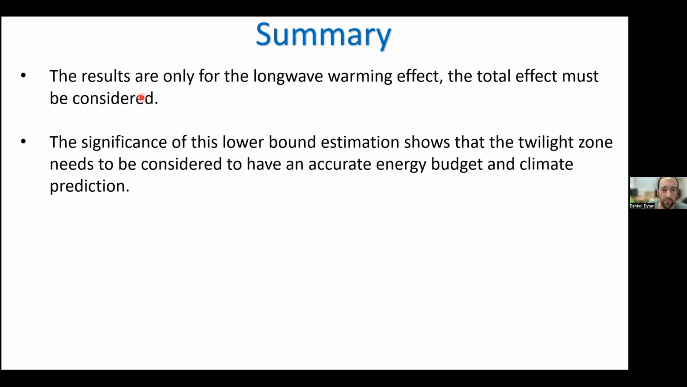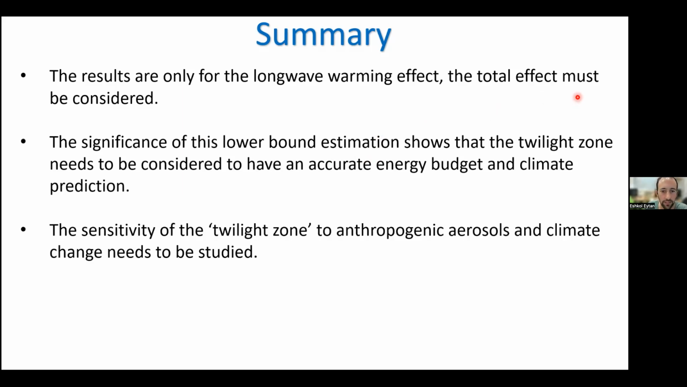It's important to note that these results are only for the long wave warming effect, and the total effect must be considered in order to know the net contribution of the twilight zone to the energy budget. But the significance of this lower bound estimation shows that the twilight zone needs to be considered in order to have a more accurate energy budget and climate prediction. It will also be important to study the sensitivity of the twilight zone to anthropogenic aerosols and to climate change, in order to, again, predict climate change better, but also the energy budget on local scales, such as weather scales.